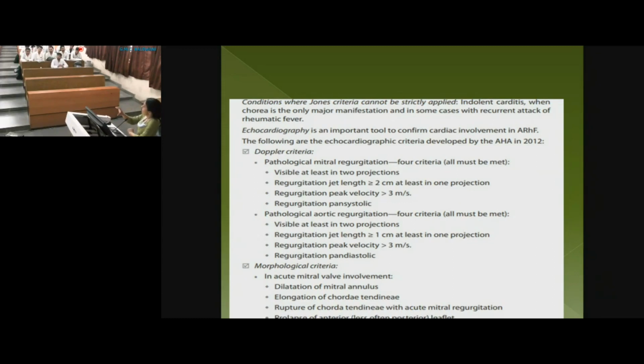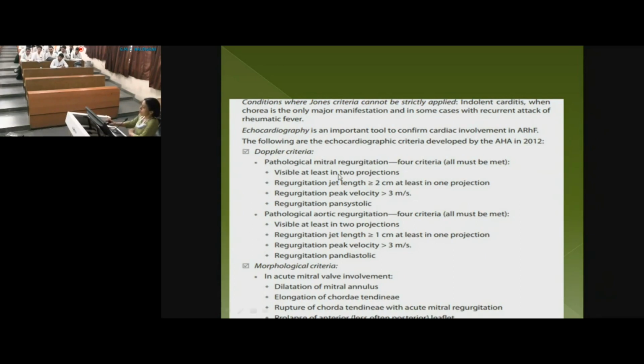So if the child has been on penicillin prophylaxis for 3 years and comes to you with fever, joint pains, breathlessness, now you're not trying to fulfill every criterion, not even 3 minor, and you start the child on anti-inflammatory treatment because you want to suppress the inflammation to prevent further heart damage.